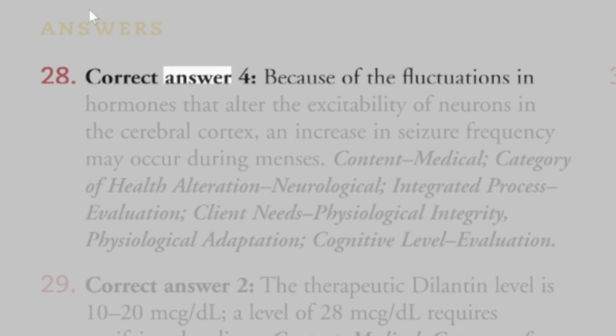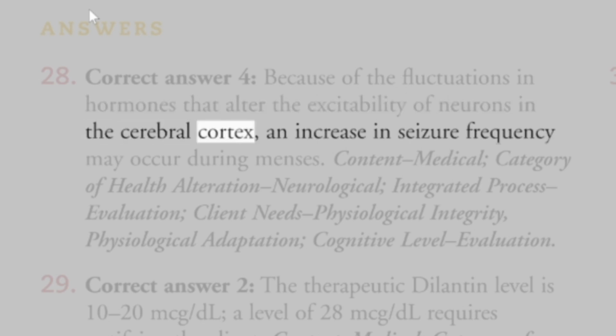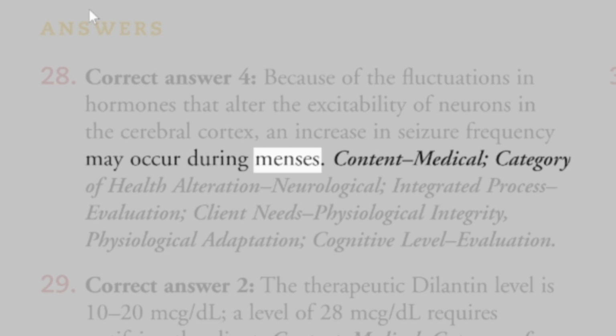28. Correct answer 4. Because of the fluctuations in hormones that alter the excitability of neurons in the cerebral cortex, an increase in seizure frequency may occur during menses.